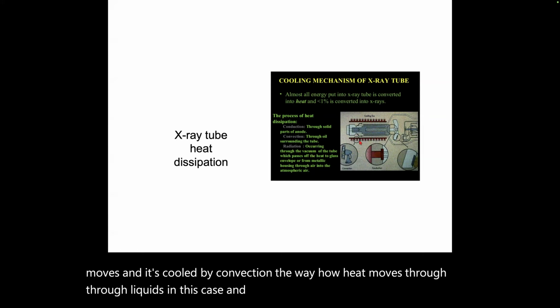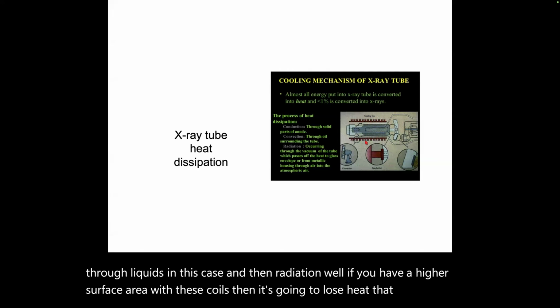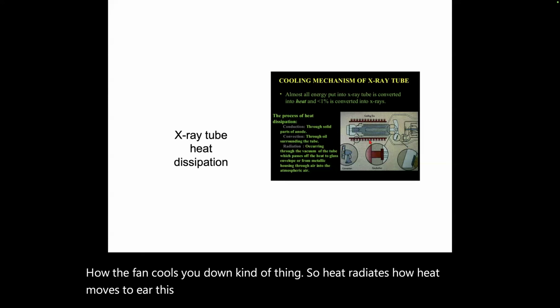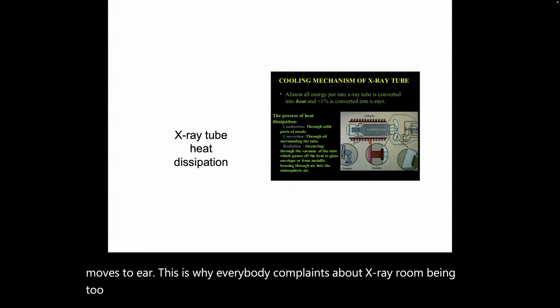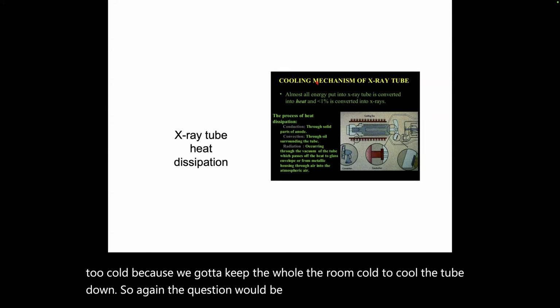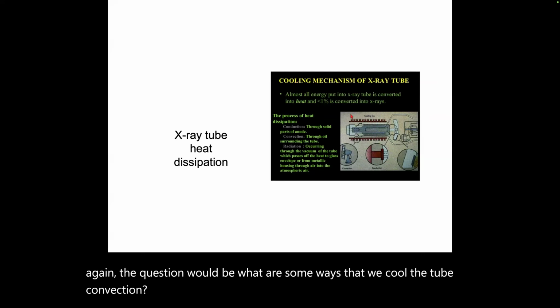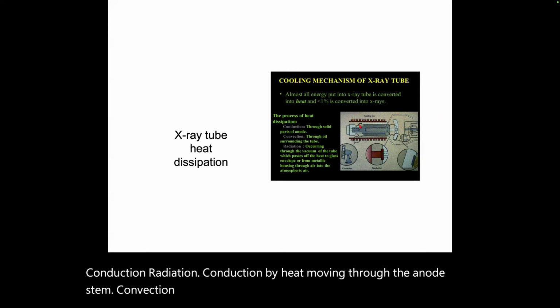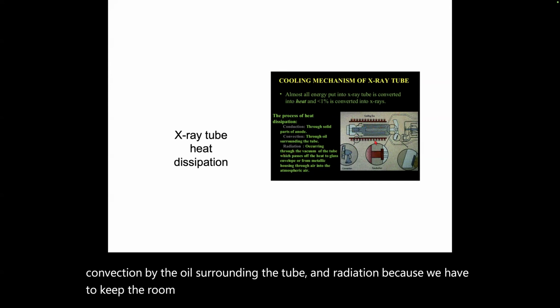And then radiation, well, if you have a higher surface area with these coils, then it's going to lose heat that way. Think of how a fan cools you down. So heat radiates, how heat moves through air. This is why everybody complains about the X-ray room being too cold, because we got to keep the room cold to cool the tube down. So again, the question will be, what are some ways that we cool the tube? Convection, conduction, radiation. Conduction by heat moving through the anode stem. Convection by the oil surrounding the tube, and radiation because we have to keep the room cool to cool the tube down.